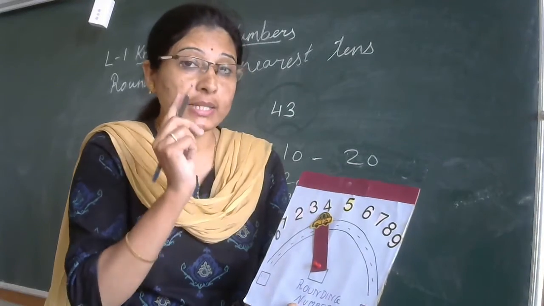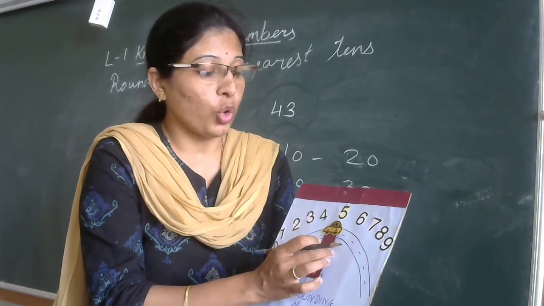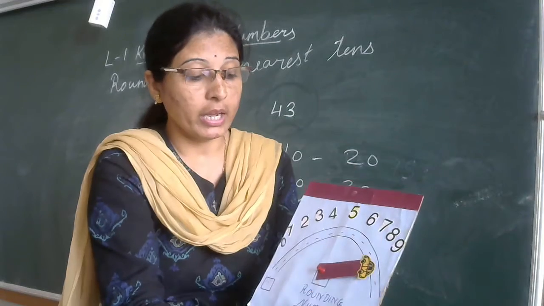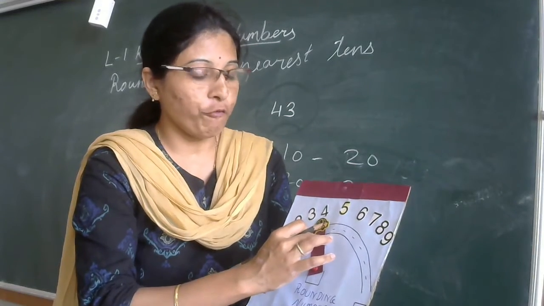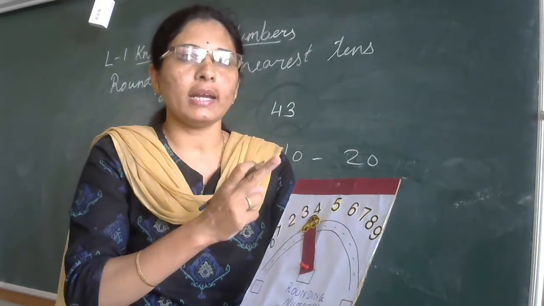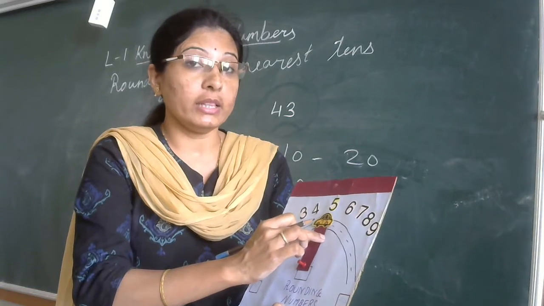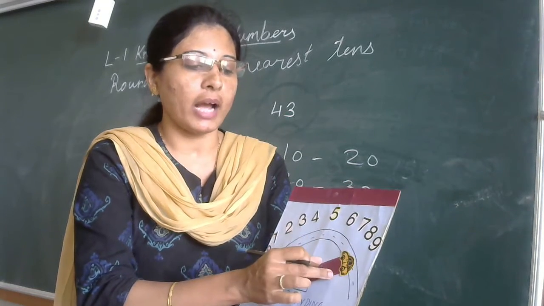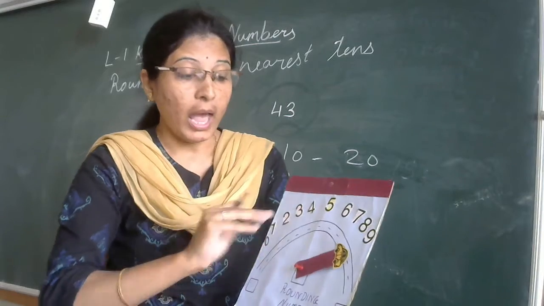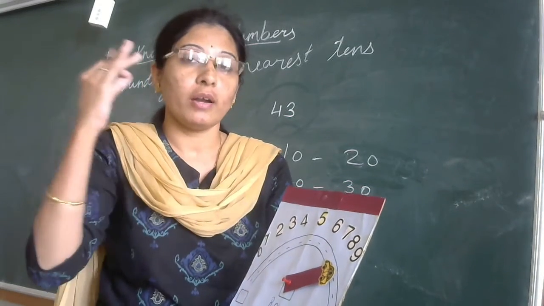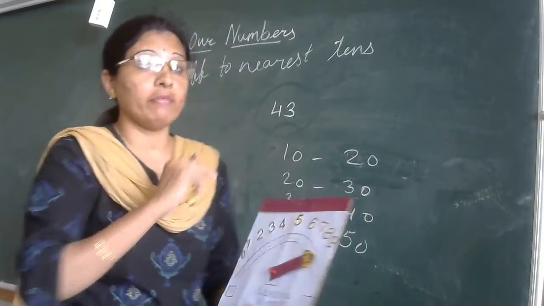And if the number in the ones place is 5, 6, 7, 8, 9, equal to or greater than 5, then it will be nearer to the next number. So remember, when 0, 1, 2, 3, 4 are in the ones place, the number is nearer to the previous number, and if 5, 6, 7, 8, 9 is there, it is nearer to the next number. The same rule follows for rounding off to 100, 1000, 10,000 also. We will see how to do that now.